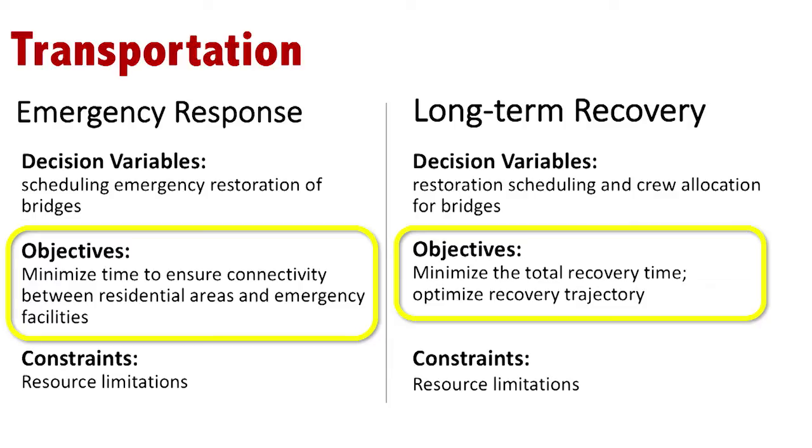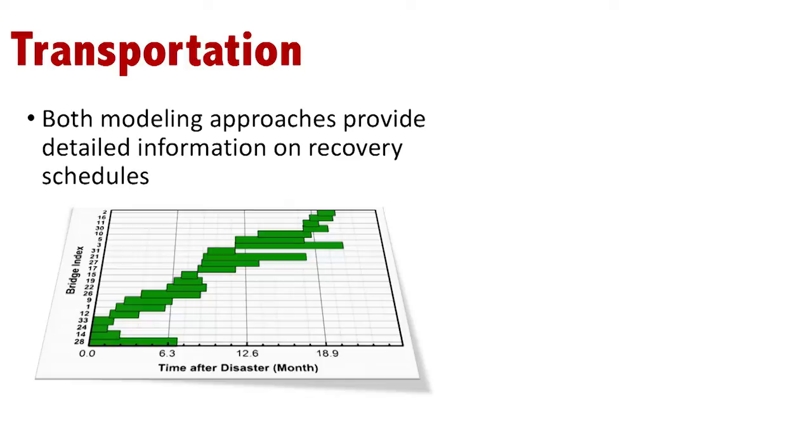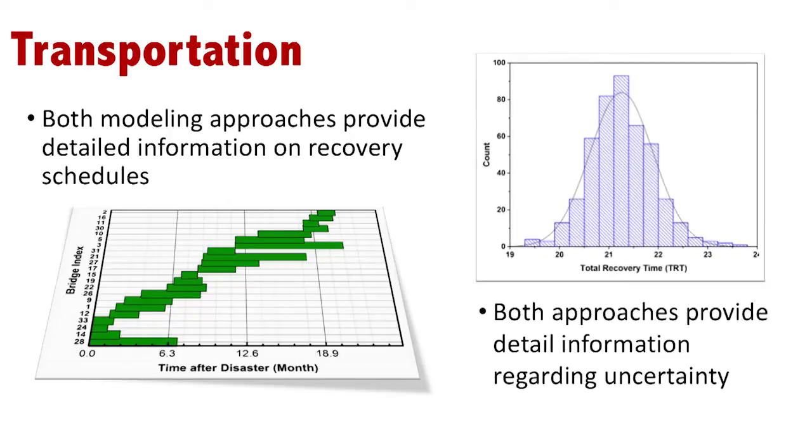Whereas in later stages, the goal might be related to minimizing the total recovery time for the network or optimizing the shape of the recovery trajectory with respect to the community's needs. In our transportation recovery optimization model, we adjust the objective accordingly. This recovery optimization model identifies detailed recovery schedules and work crew assignments in order to meet the desired goal. Additionally, the model handles uncertainty and provides information on the expected value and variation associated with the outcomes, for example, the total recovery time.